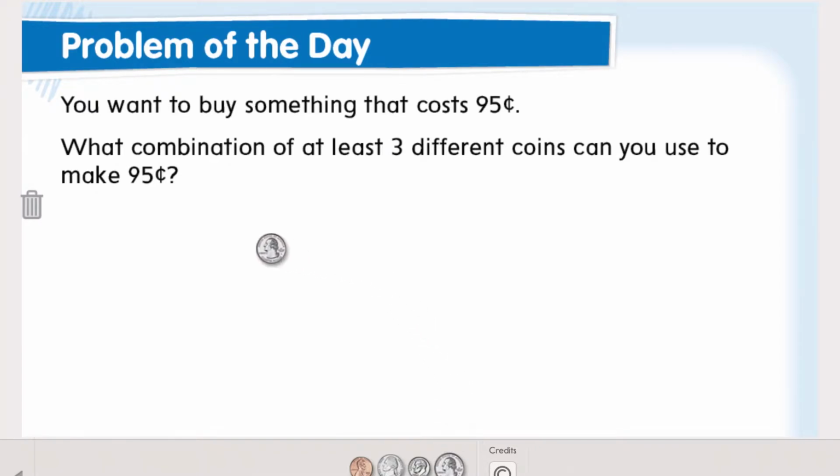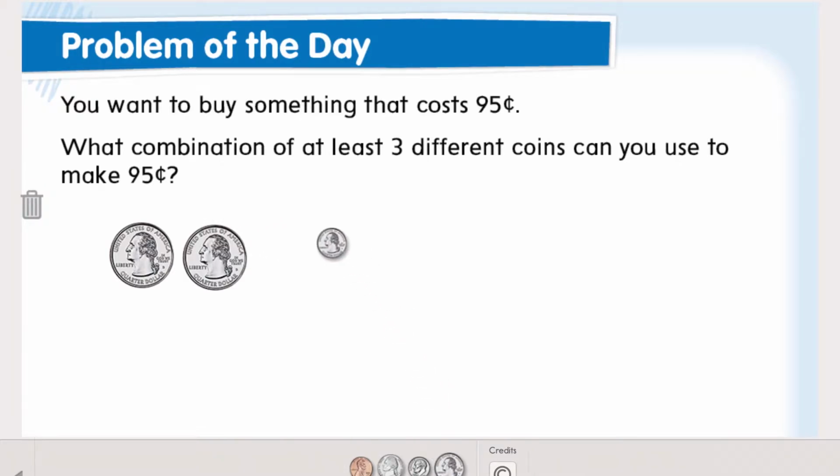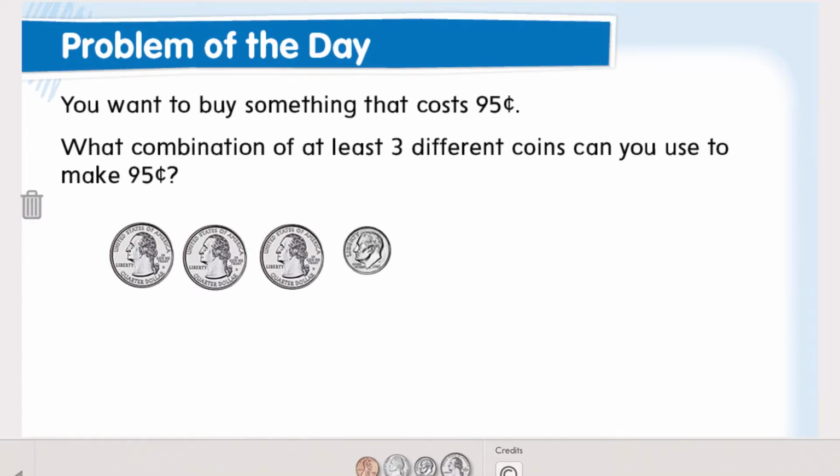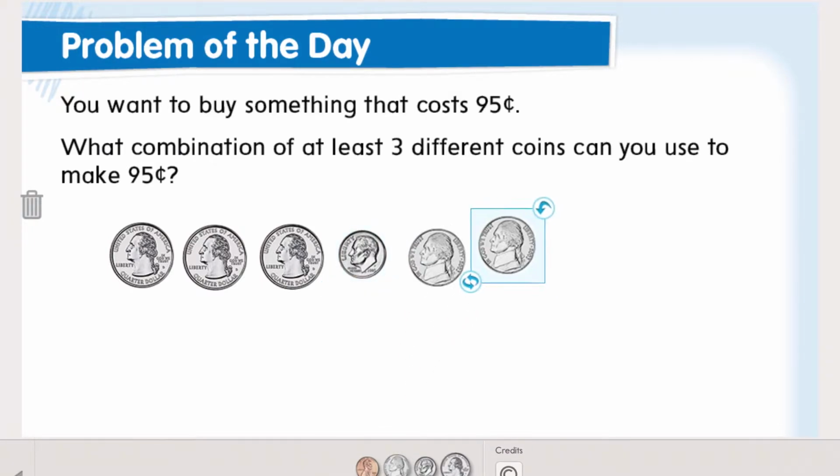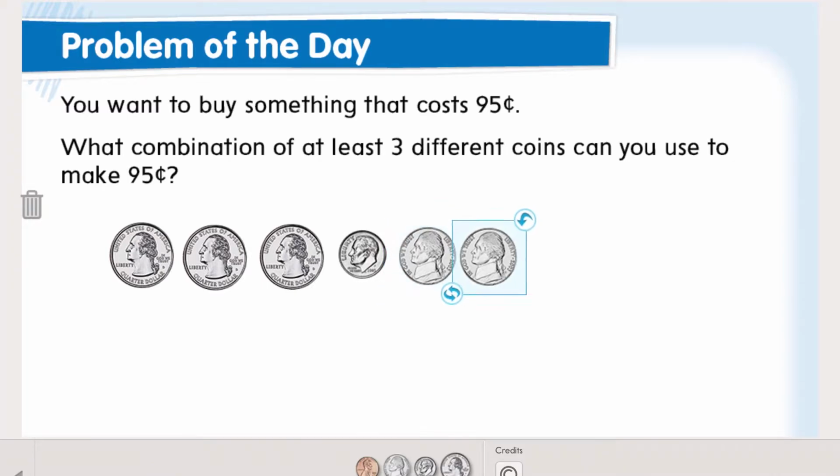We could do 25, 50, 75. Then we could do 85, 90, 95. That way we have 3 different coins. We've got quarter, dime, and nickel. Now there's other ways to do this too, right?